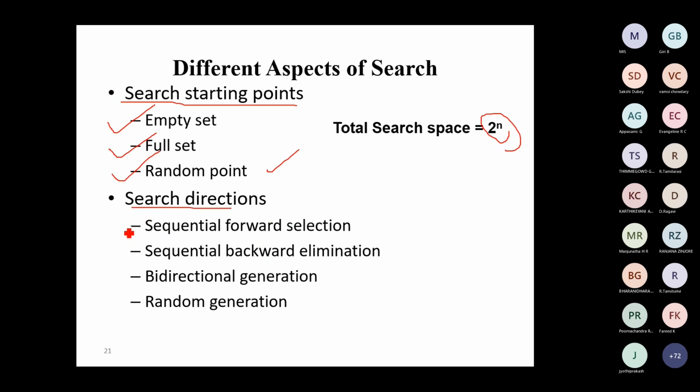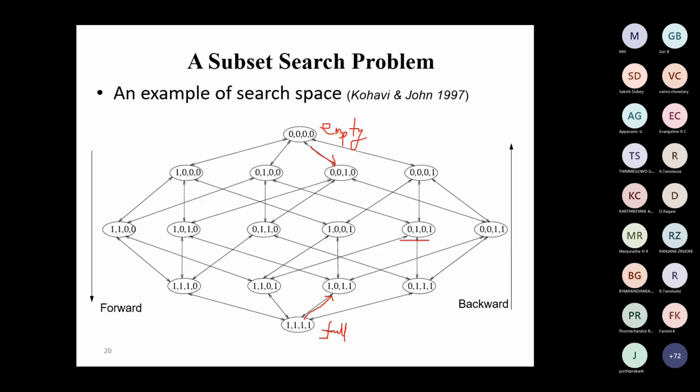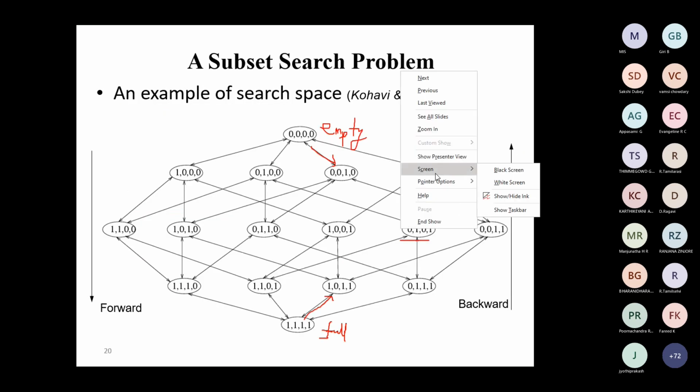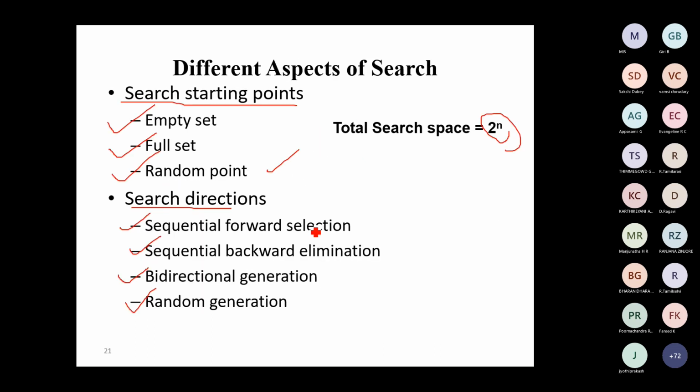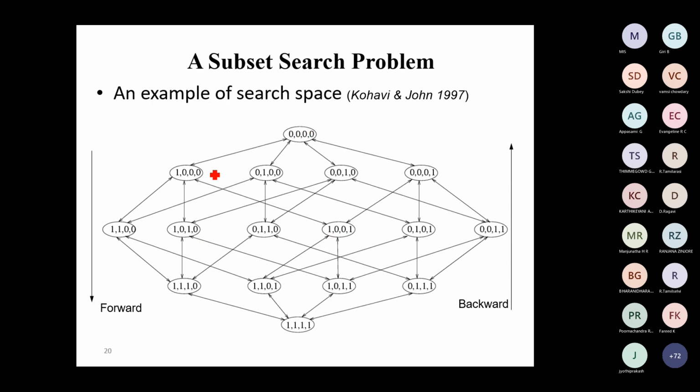So here we have sequential forward selection, sequential backward elimination, bidirectional generation, random generation. In sequential forward selection, we start with an empty set and we go forward, adding features one by one. That is called the forward selection approach.